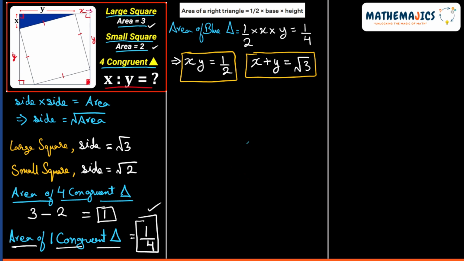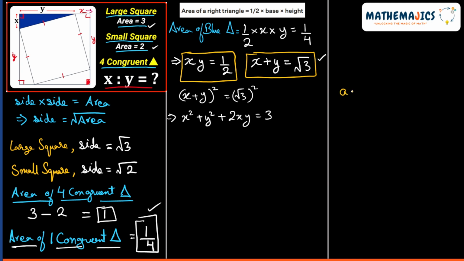So after this step, what I did, I squared both the sides of this equation. That means it will give us (x + y)² = (√3)². Correct. Now let's solve this. What we will get? x² + y² + 2xy = 3. I used an algebraic identity here.